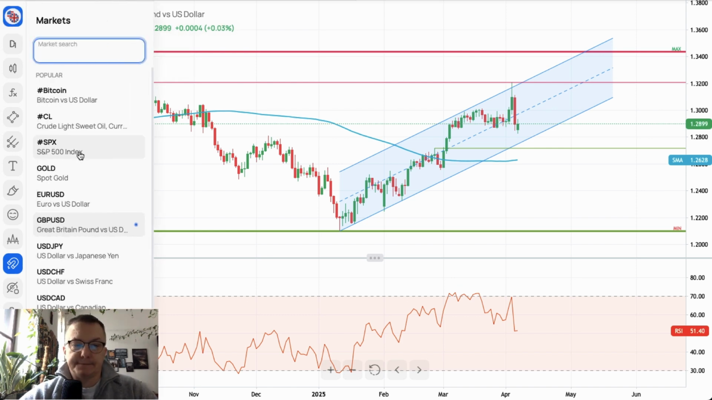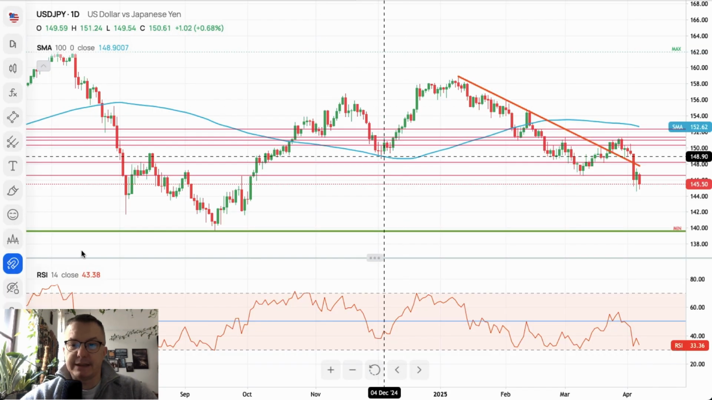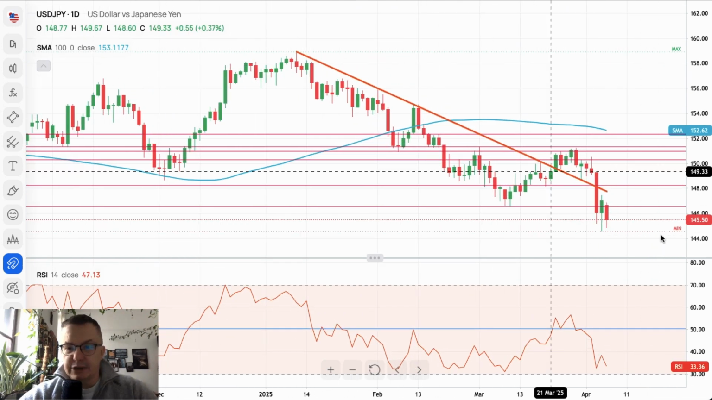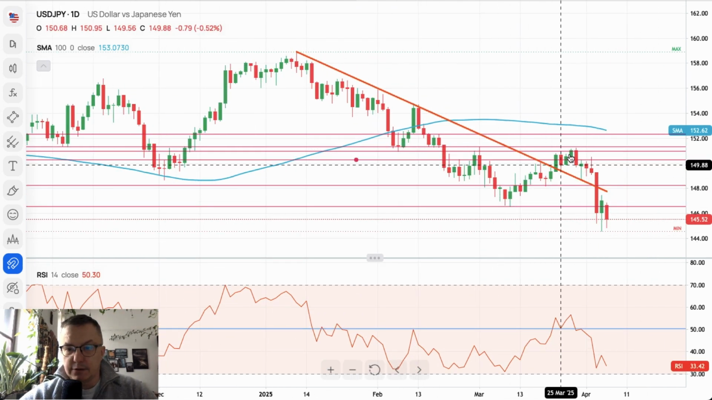So we got the British pound, we got the euro dollar. Let's go with the majors, US dollar to the Japanese yen. Now, daily time frame chart, what is going on here? On a daily time frame chart, we got the false breakout inside of the channel.